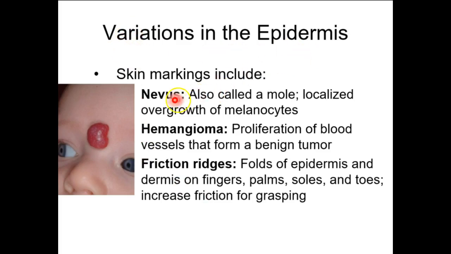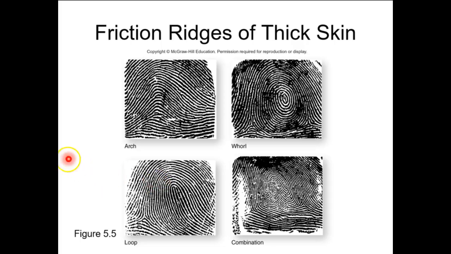Okay, other variations, a nevus is just a fancy name for a mole. If you ever want to freak somebody out, just tell them they've got a nevus and walk away. There's that hemangioma that I was actually thinking about before. That's the benign tumor of blood vessels. And then friction ridges are literally just fingerprints. So we don't really need to read into fingerprints. There's nothing like personality-wise that indicates if something's going to be a whorl or an arch or a loop or a combination. There's nothing special about it.